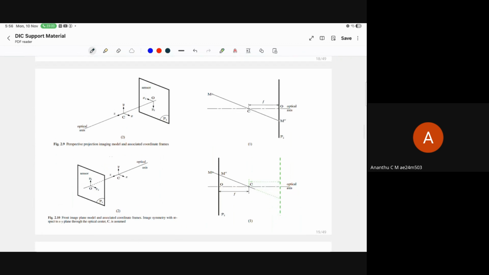So this is the graphical representation of the same thing. This is the point where your camera is located, and the camera has an XYZ coordinate system. This is the optical axis. The optical axis is perpendicular to the XY plane, right? So this is the XY plane, and the camera will be placed in the XY plane. This is the pinhole.